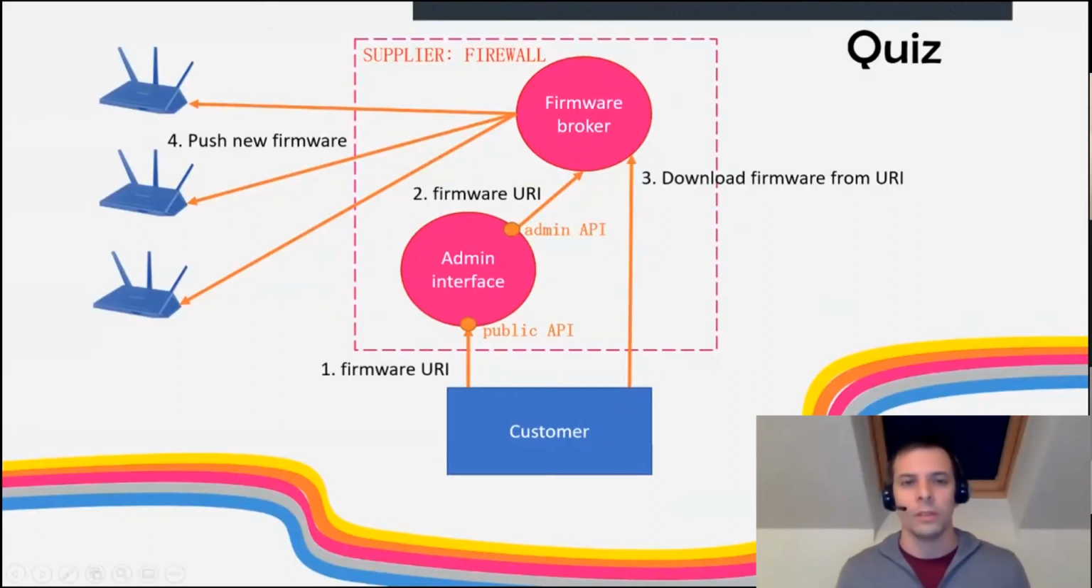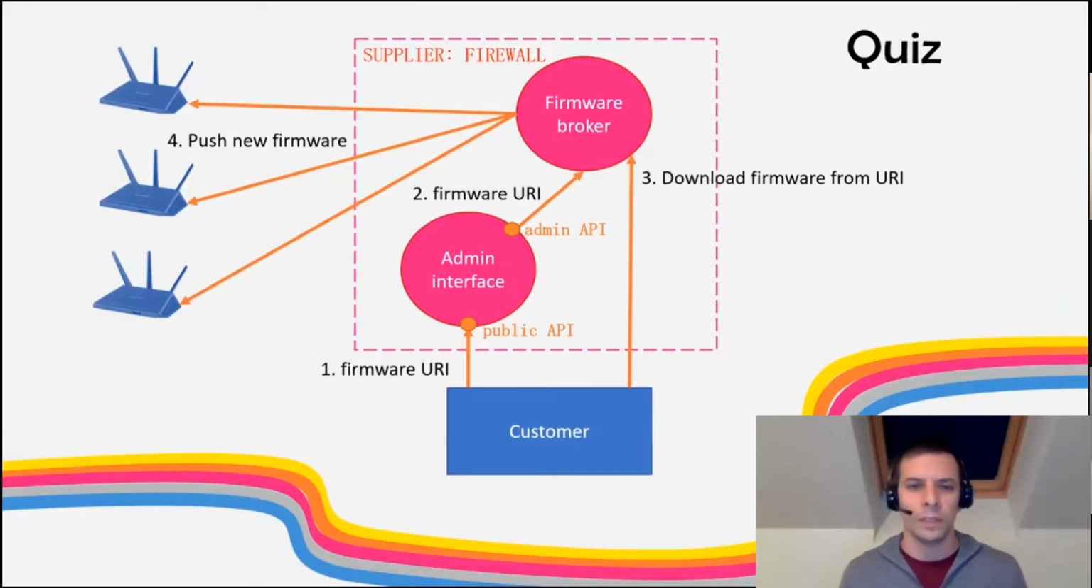So what the quiz is about is that this system has a very fundamental and severe flaw in it. The customer prepares a firmware package he wants to push to his devices. He's going to upload the URL of this firmware package, which he hosts himself, to the supplier through an admin interface he has access to. This admin interface is then going to trigger the component which keeps the connection with all the networking devices. The firmware broker is then going to download the firmware from that URL the customer provided.